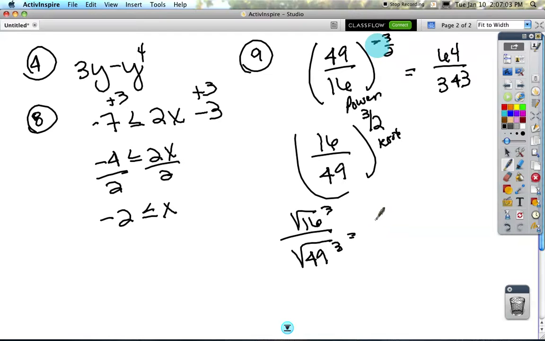What's the square root of 16? 4. And we're going to cube it, and guess what? It's 64. What's the square root of 49? And when I cube it, okay, you had to show it.